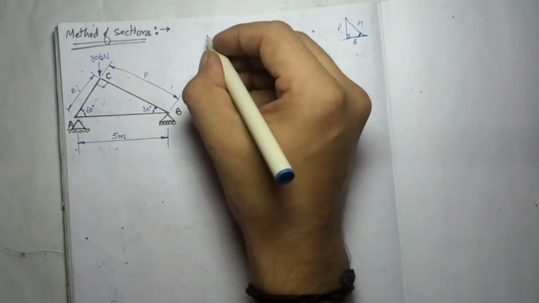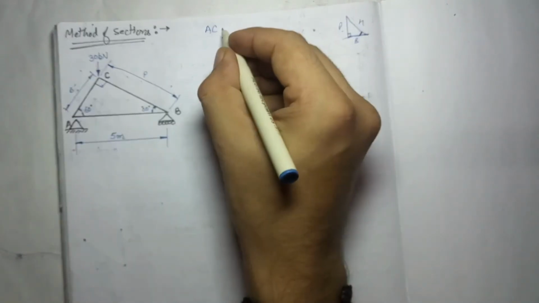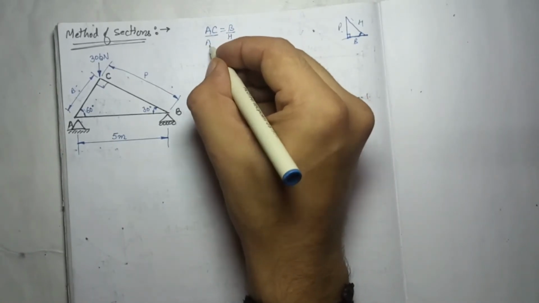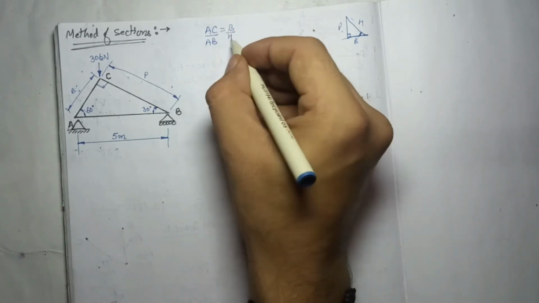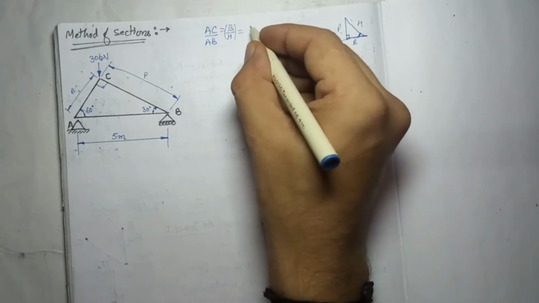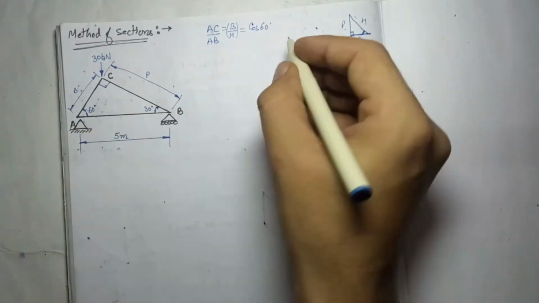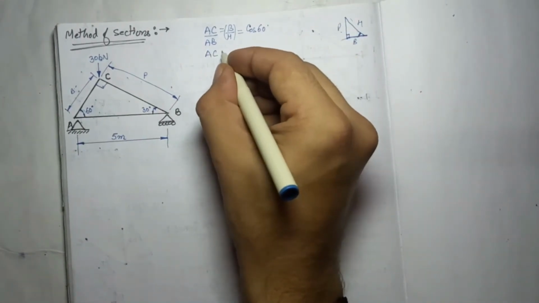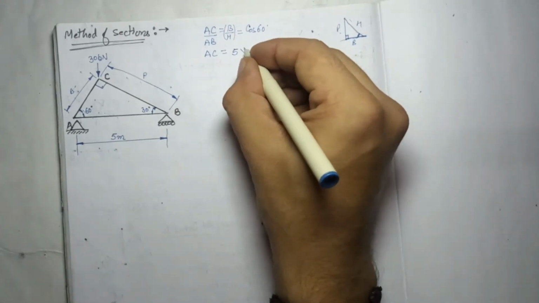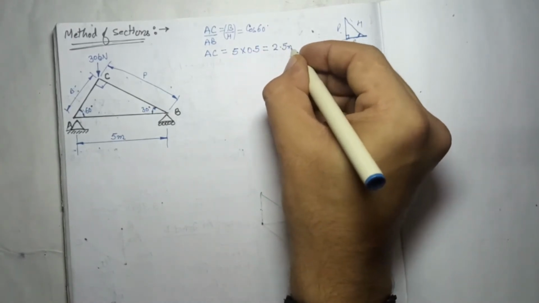So this is the AC length, right? Now AC is base over hypotenuse, so AC upon AB. We need the value of AC, so that is base upon hypotenuse. This will be cos 60, because we are taking this angle. So AC is equal to 5, the value of AB, into cos 60, that is 0.5. From this we are getting AC equal to 2.5 meter.